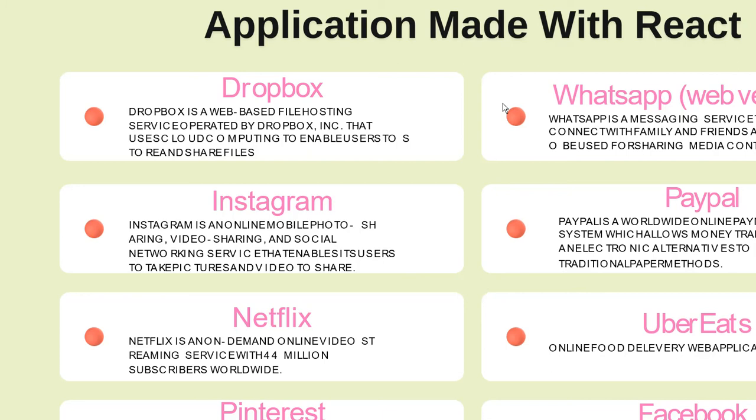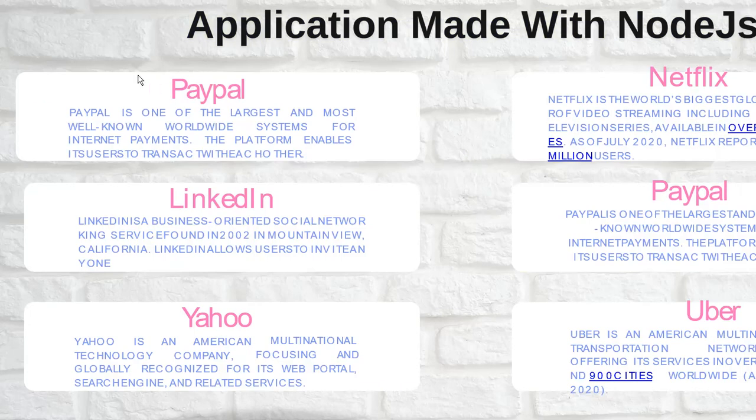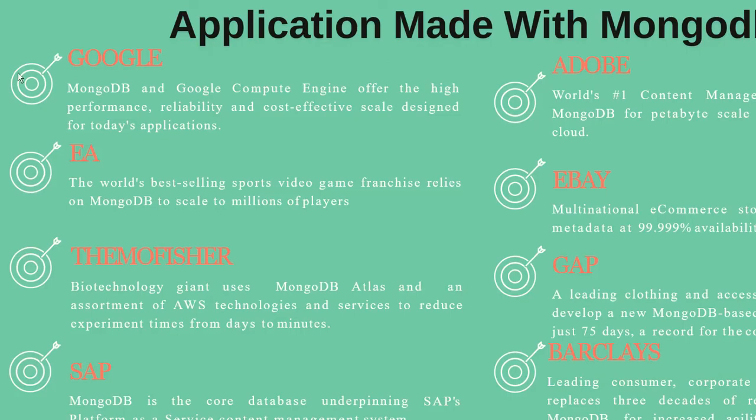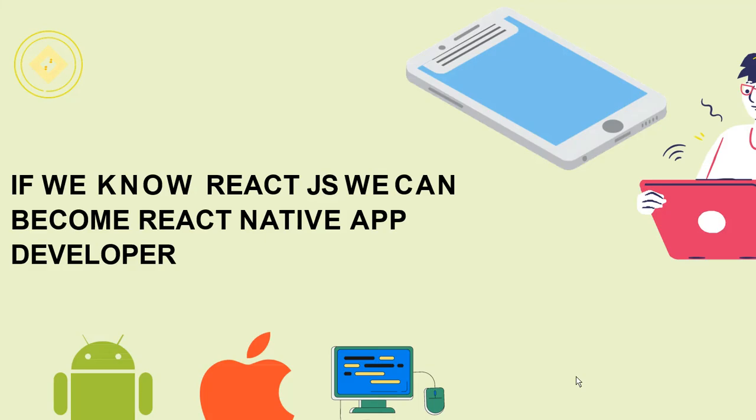Next, applications made with React: Dropbox, WhatsApp, Instagram, PayPal, Netflix, Uber Eats, Pinterest, Facebook. These are just the minimum. If you just Google it, you will find thousands of companies using React and Node.js. Again, PayPal, Netflix, LinkedIn, Yahoo, Uber, Mozilla, GoDaddy. And coming to MongoDB: Google, Adobe, EA, eBay, Thermo Fisher, Cap, SAP, Cisco and KPMG. You can also become an app developer if you wish, using this JavaScript framework.